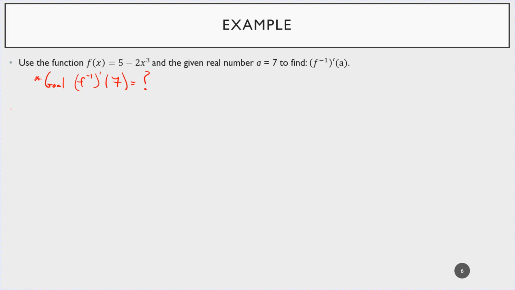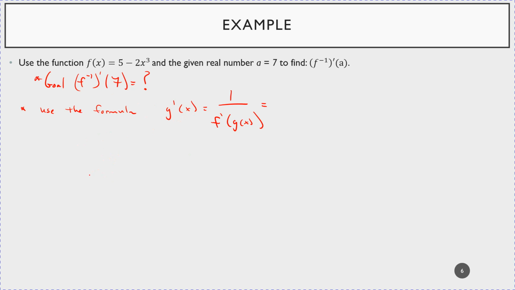All right, so we're going to use this formula: g prime of x. And remember what g is. g is the inverse of this function, and I'm not even telling you what it is. This is 1 over f prime evaluated at g of x. In this case, we're going to end up plugging in 7.